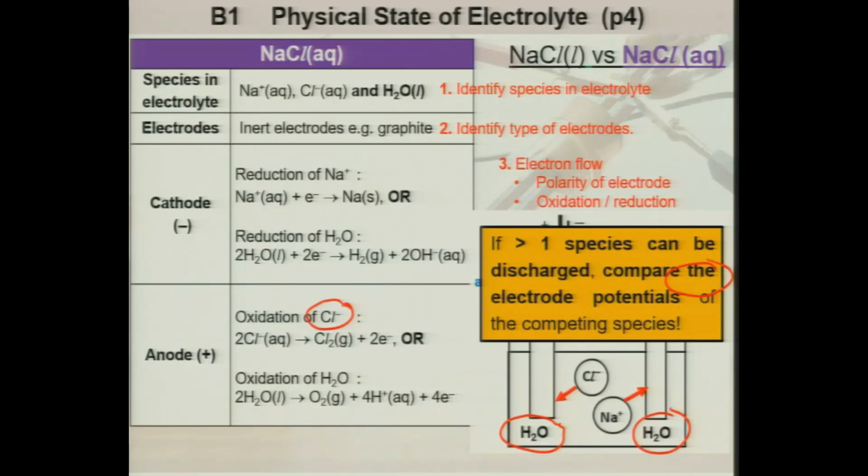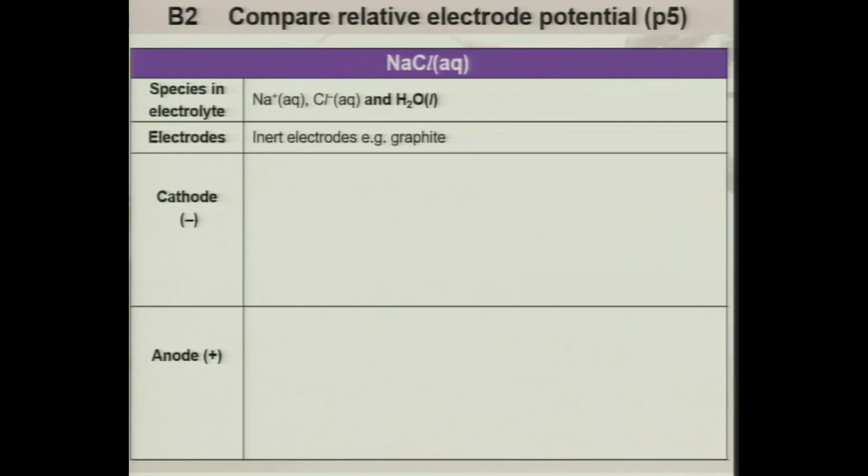If you analyze and you realize that more than one species can be discharged, you need to compare their E naught value. So you need to compare their reduction potentials. Let's look at this. Just to remind you, at the cathode, it's either sodium or water. I'll go through this example a bit slower because you need to find the correct data from your data booklet. Most of the time, the first time you do it, you will end up finding the wrong data, because in the cathode, reduction happens.